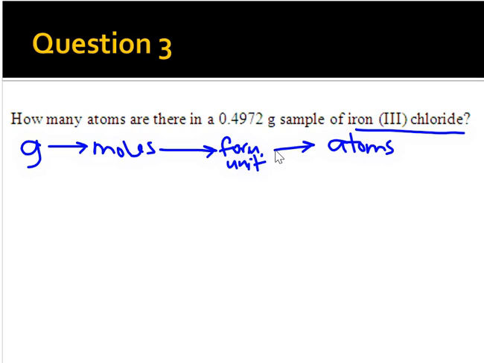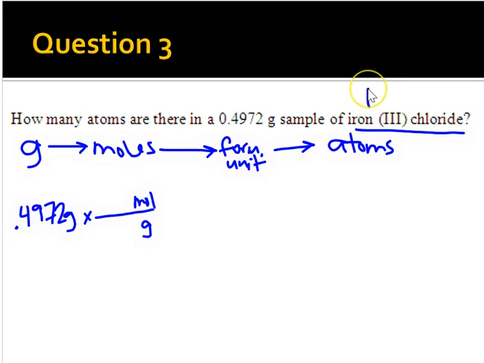Okay, so let's go ahead and set this up now that we know our roadmap. So we are currently in 0.4972 grams. All right. So my first conversion is to get me from grams to moles. And we're going to do this by doing molar mass. So we need to first know what is the formula for iron 3 chloride. This is another thing that will be difficult for students, because if you can't write the formula correctly, then you're not going to get the molar mass correct.